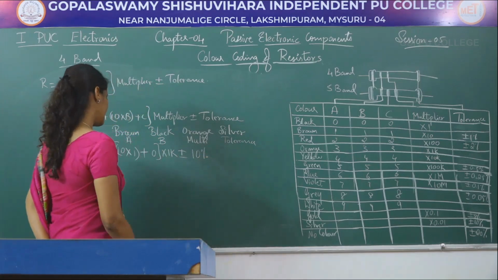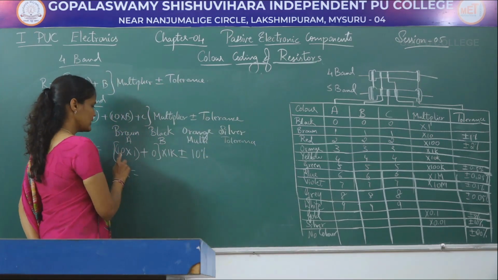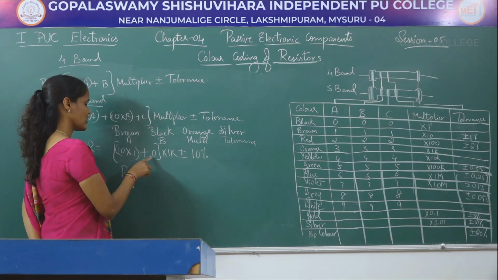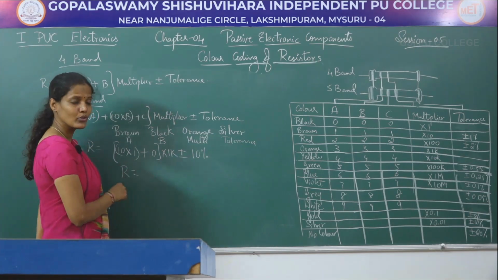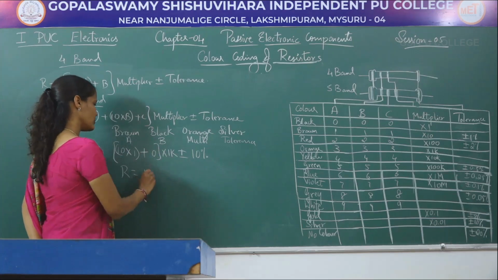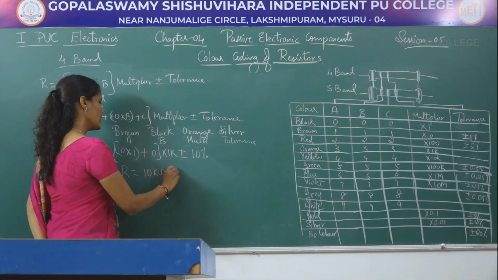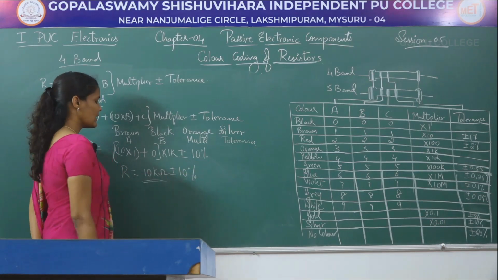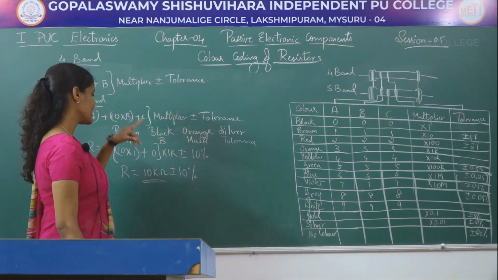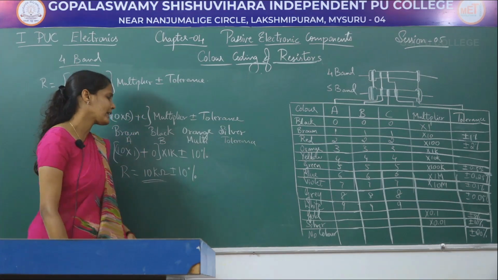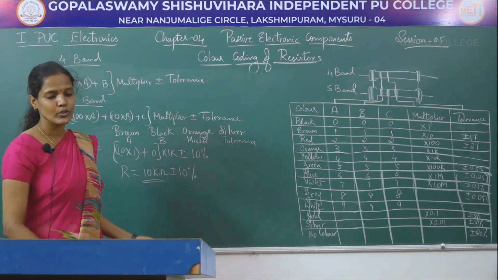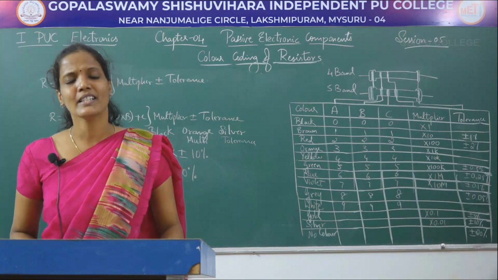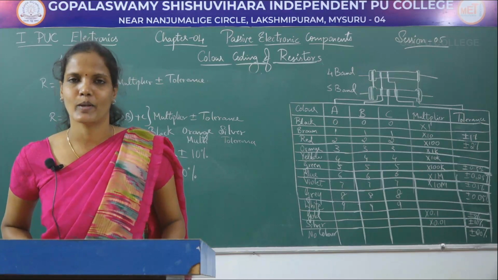So let us simplify this. R is equal to 10 into 1, which is 10, plus 0, is equal to 10 into 1 kilo, which is 10 kilo ohm, plus or minus 10%. So the resistance value of a resistor with the color code brown, black, orange and silver is equal to 10 kilo ohm plus or minus 10%. Clear? Now we will move on to the next problem.